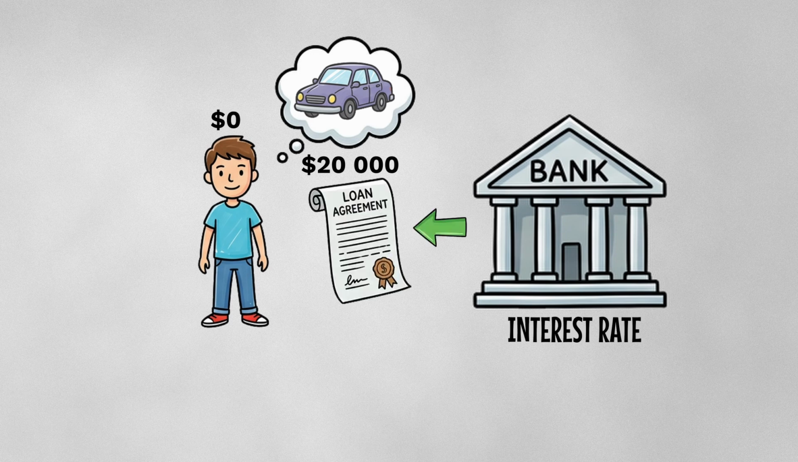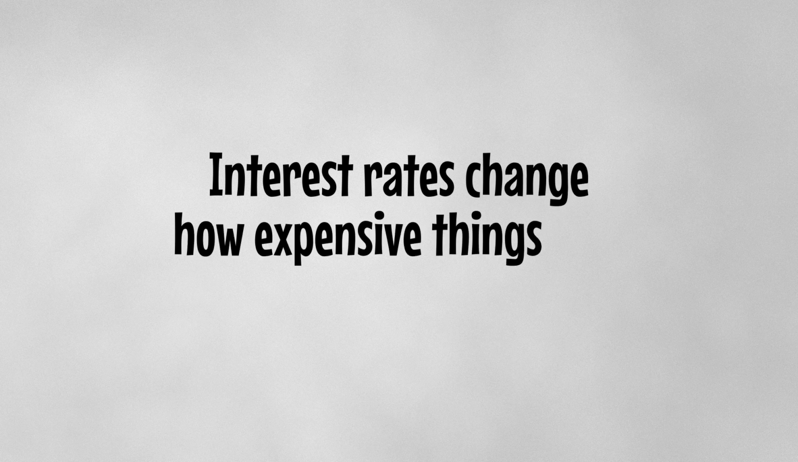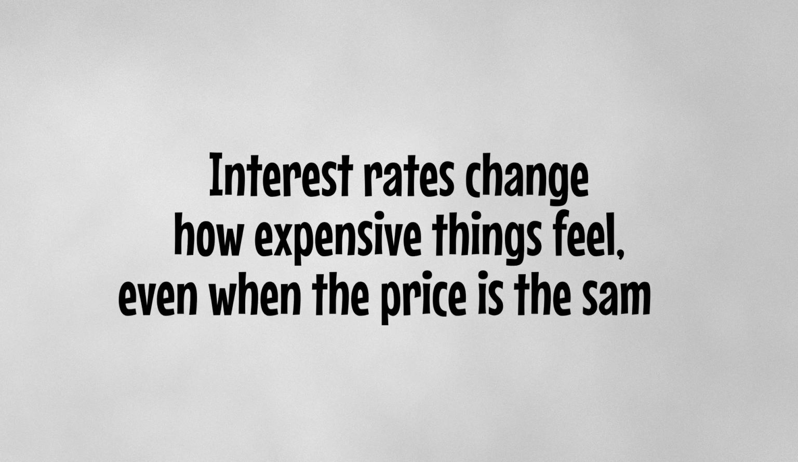If the interest rate is low, for example 3%, you might end up paying something like $21,200 over time. If the interest rate is high, for example 10%, you might end up paying $24,000 or more. Same car, same price. But the total cost changes because of interest rates. This is the first big idea. Interest rates change how expensive things feel, even when the price is the same.